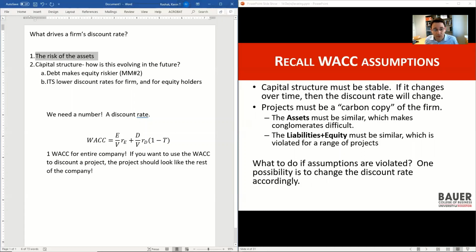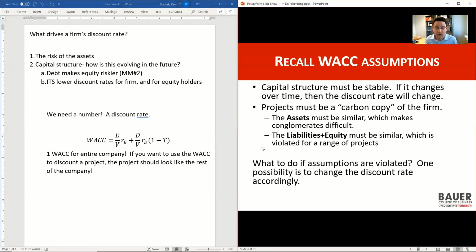But also on the capital structure side, right? We know that that's what drives the firm's discount rate, the mix of debt and equity. So if you're financing a project, if you want to use WACC to evaluate your project, the financing for your project should look like the financing for the rest of the company. Okay, so we said these are pretty tough restrictions. There's lots of cases you can think of where these restrictions aren't going to hold.